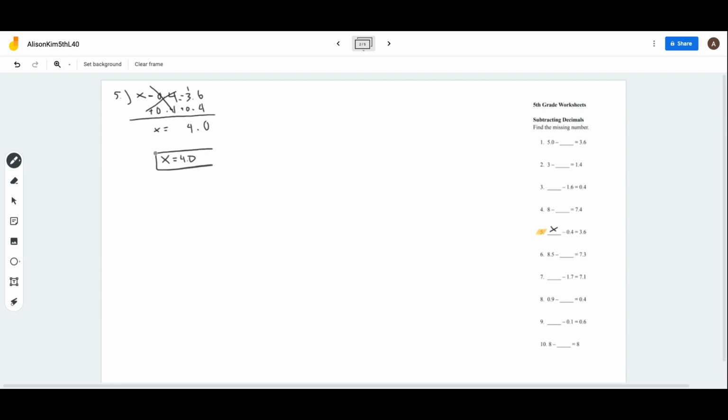And in order to make sure that your answer is correct, you can check your answer by doing 4.0 minus 0.4. It's basically plugging back in. So this 0 turns into a 10, this 4 turns into a 3, 10 minus 4 is 6, bring down the decimal point, 3 minus 0 is just 3. And we see that 3.6 equals 3.6. So 4.0 is the correct answer.